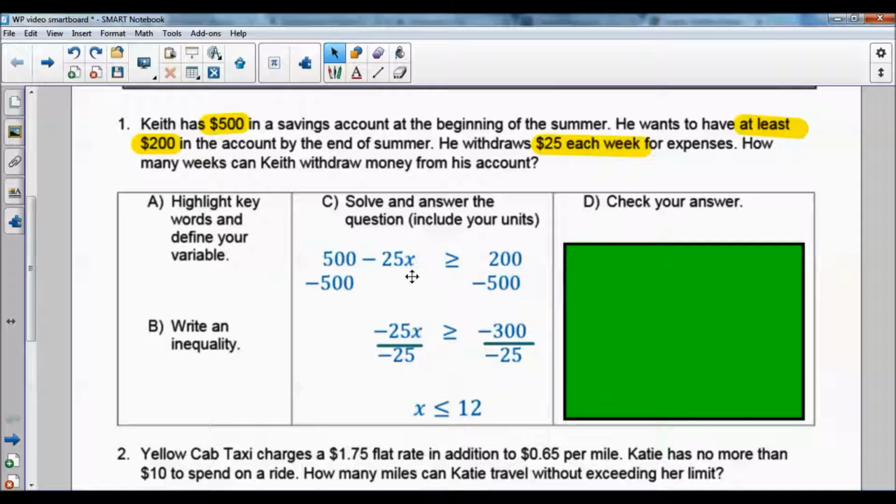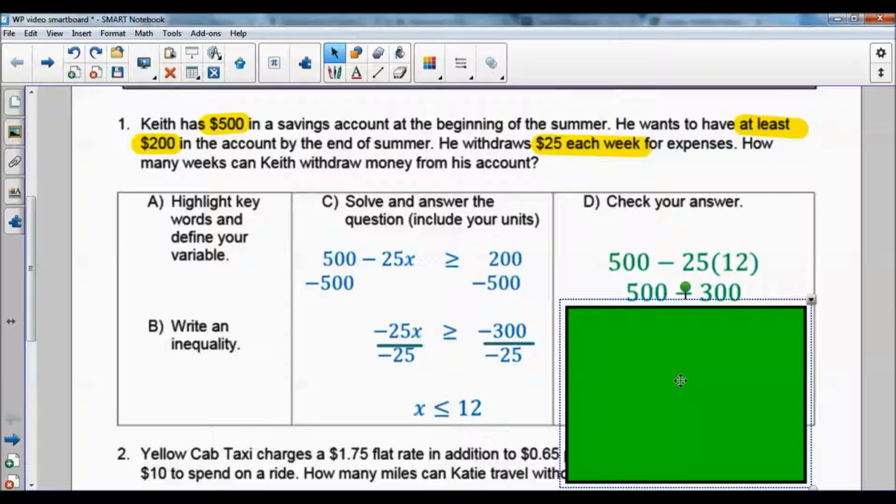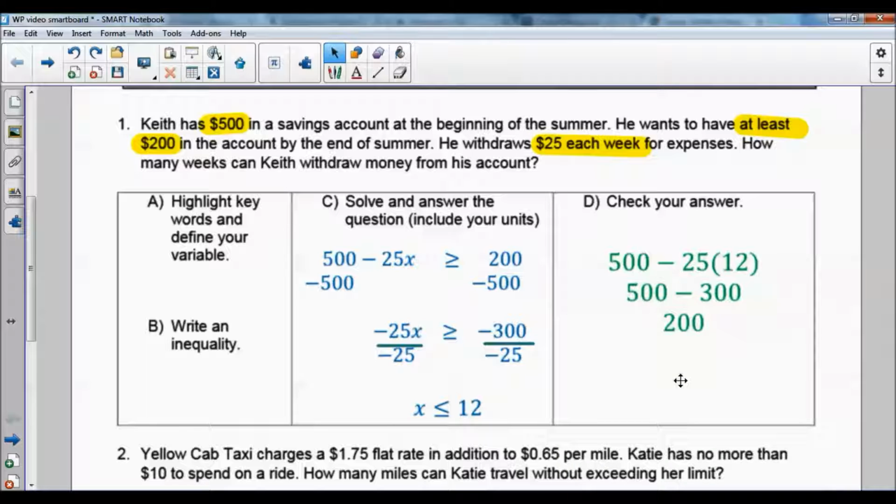So we're going to plug 12 back in for x. So we would have 500 minus 25 times 12. Well, 25 times 12 means that he's subtracting $25 every week for 12 weeks. And so 25 times 12 is 300. And then 500 minus 300 is just 200. And that's exactly how much he wanted at minimum, or at least, in his account. So we couldn't put a 13 in here. He couldn't go up another week, because then we would have less than $200 in our account.